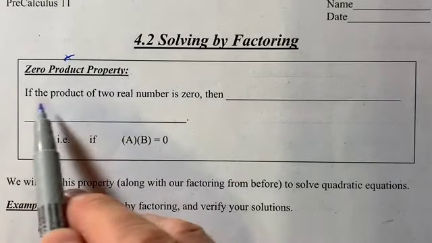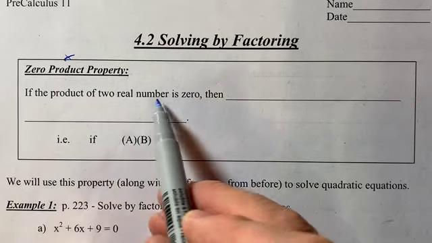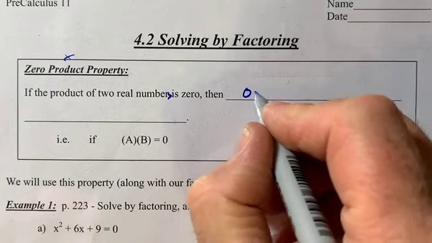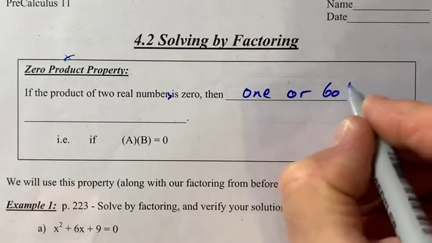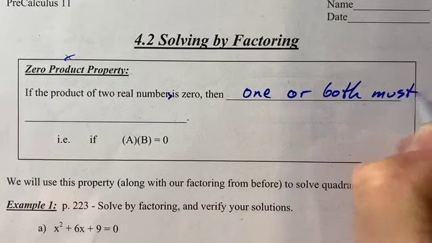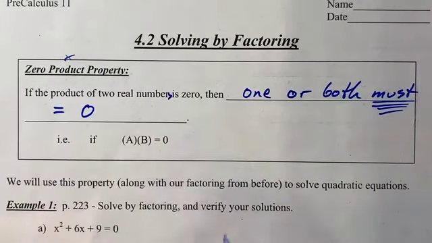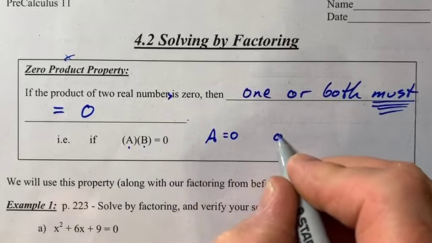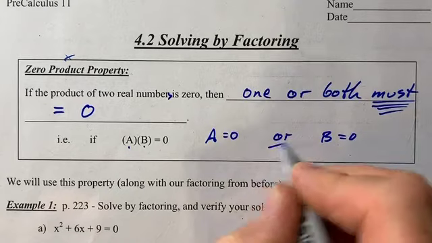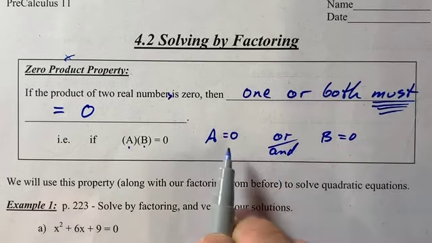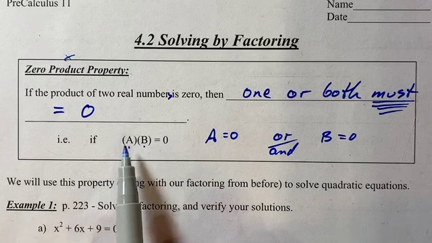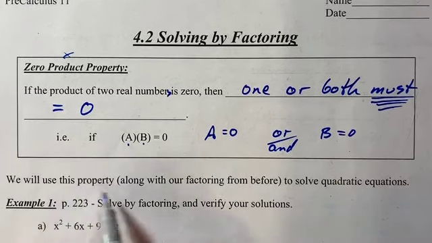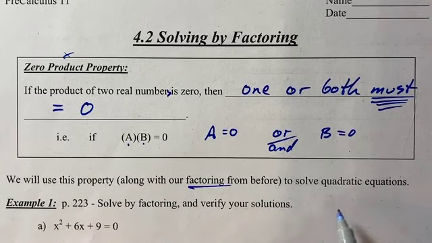If the product of two real numbers is 0, then one or both of them must equal 0. So in other words, if a times b is equal to 0, that means either a is equal to 0 or maybe b is equal to 0. Maybe both of them are 0, but at least one of them. Because a positive times a positive doesn't give me a 0, and positive times negative, no. So we're going to use this property along with factoring to solve quadratics.